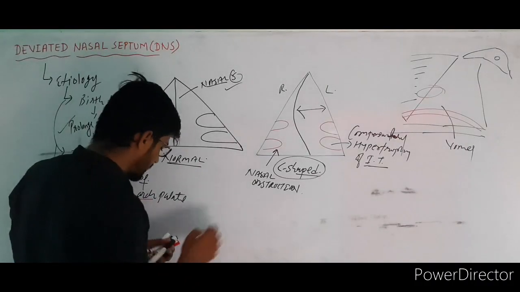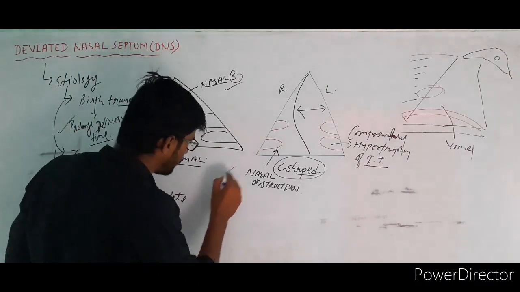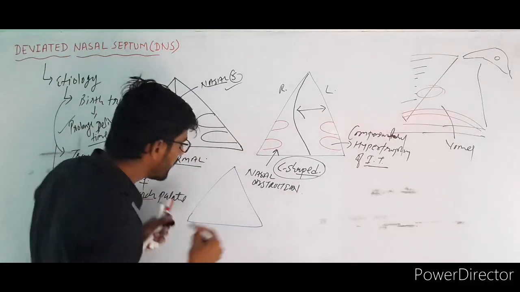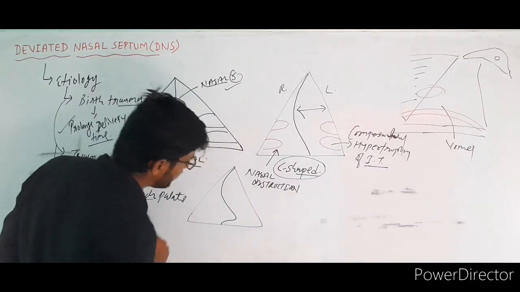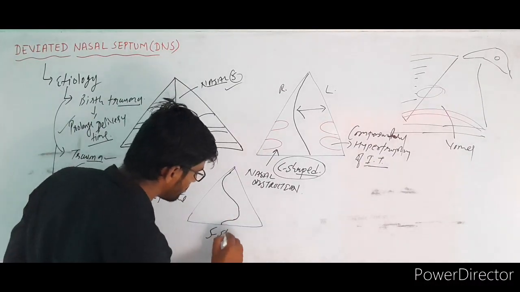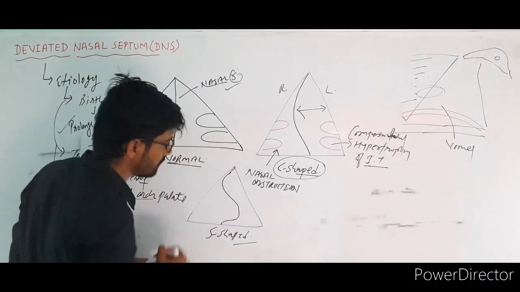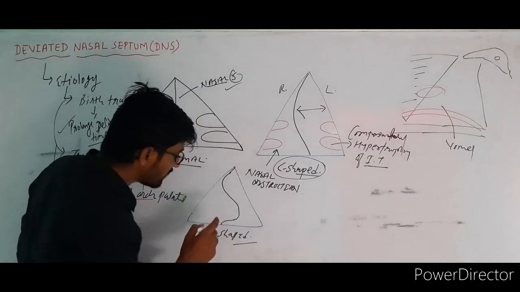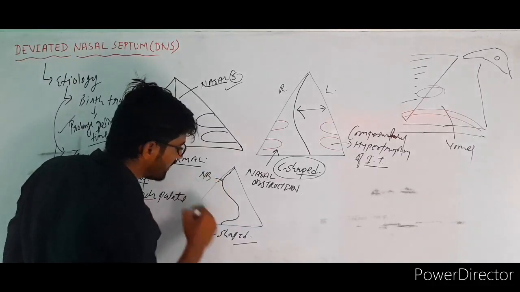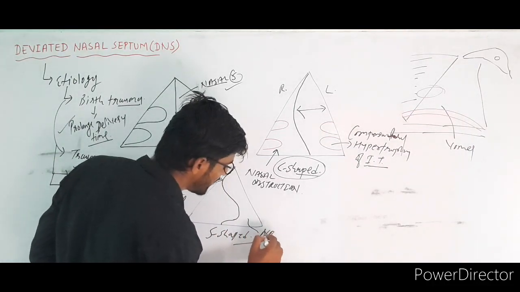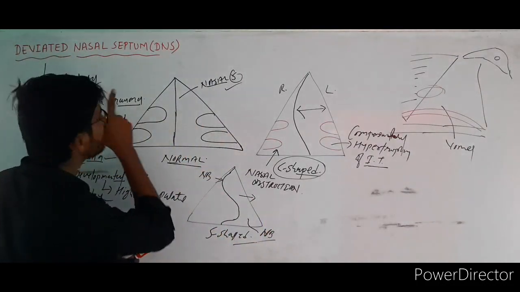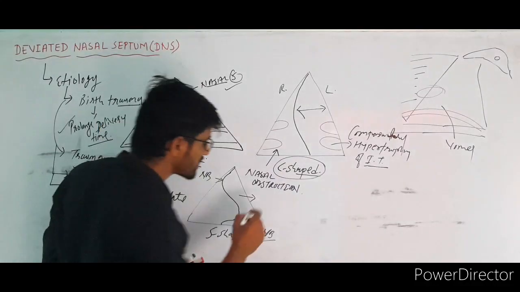Now next, you see here, the nasal septum may be like this. So it is called the S shape. In this, what is happening? You see, here is nasal obstruction, and here is also nasal obstruction. Am I right or not? Yes. So in the S-shaped deviated nasal septum, bilateral nasal obstruction will occur.